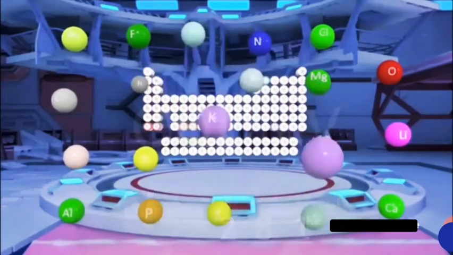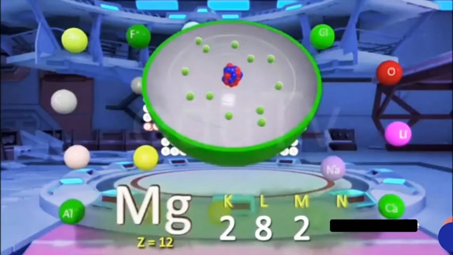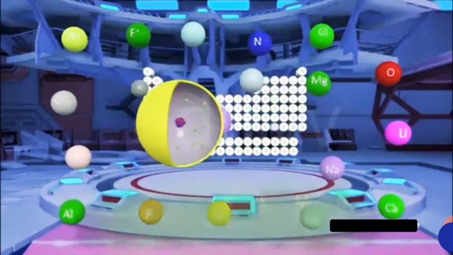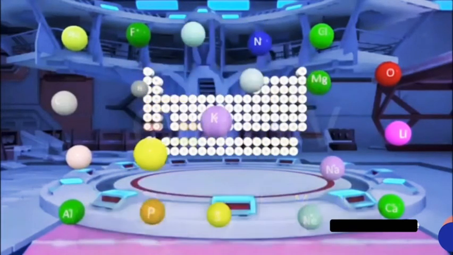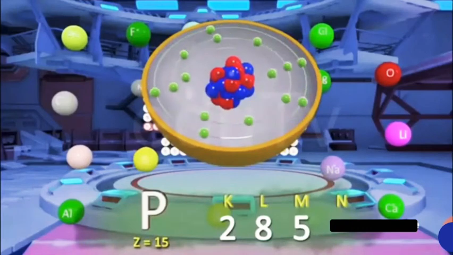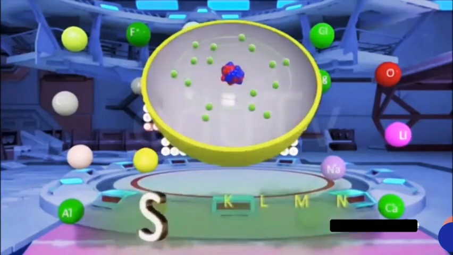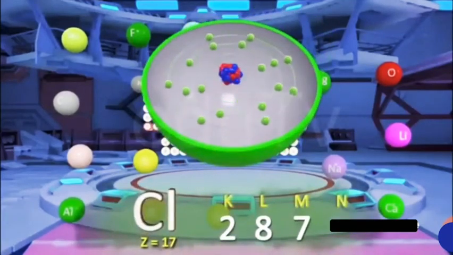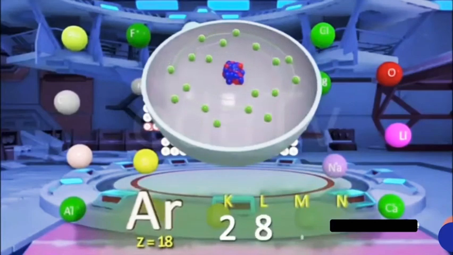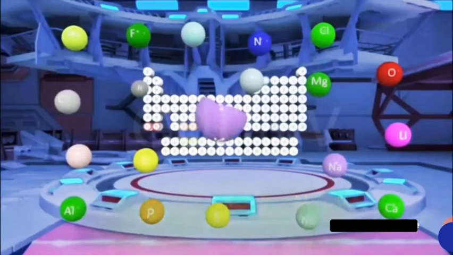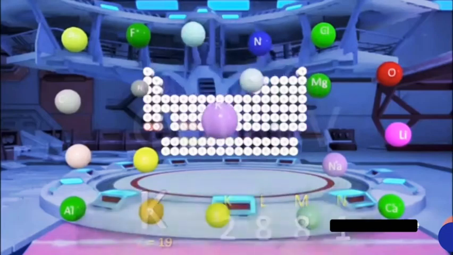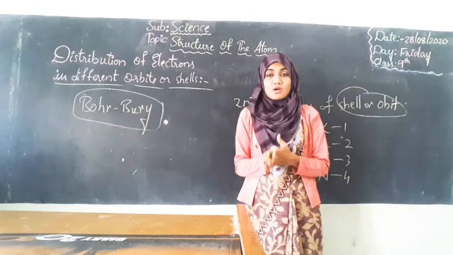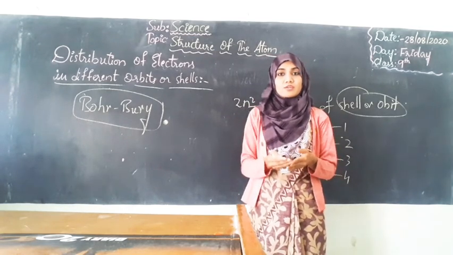Sodium is 2, 8, 1. Magnesium is 2, 8, 2. Aluminium is 2, 8, 3. Silicon is 2, 8, 4. Phosphorus is 2, 8, 5. Sulfur is 2, 8, 6. Chlorine is 2, 8, 7. Argon is 2, 8, 8. Potassium is 2, 8, 8, 1.